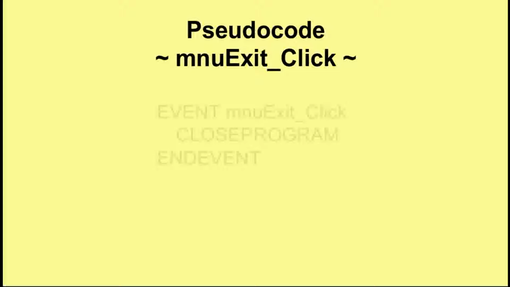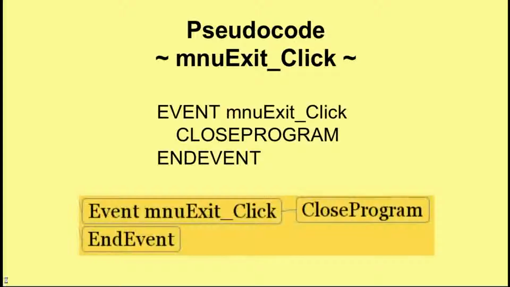So we need an event, menu exit click, and all that does is close program. But if we were doing that as a mind map, say, we would change our plan to include an event, menu exit click, with a close program, and obviously both have an end event.